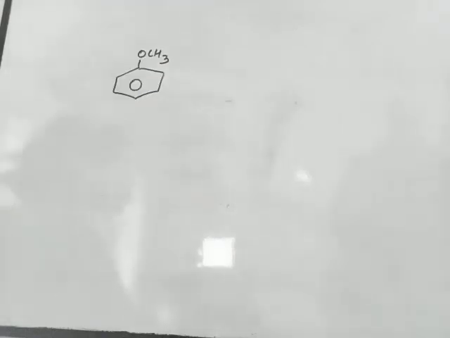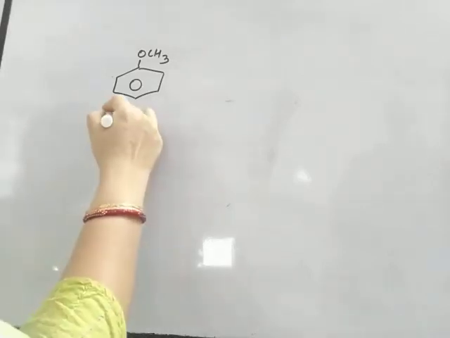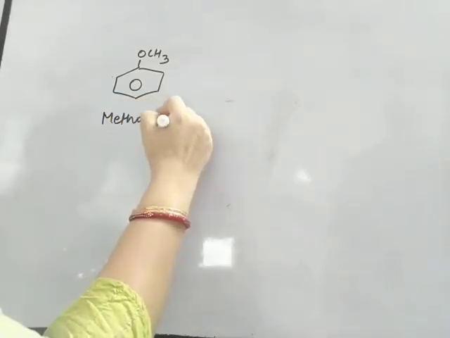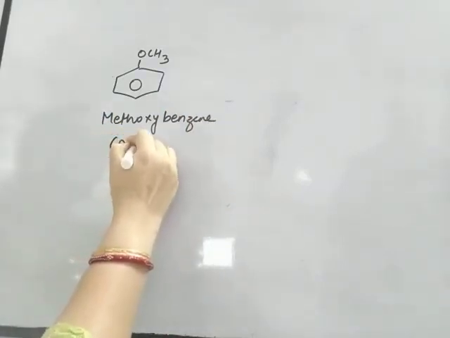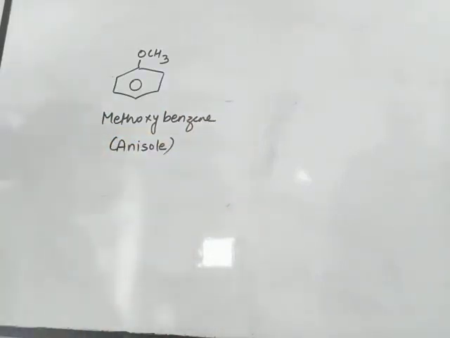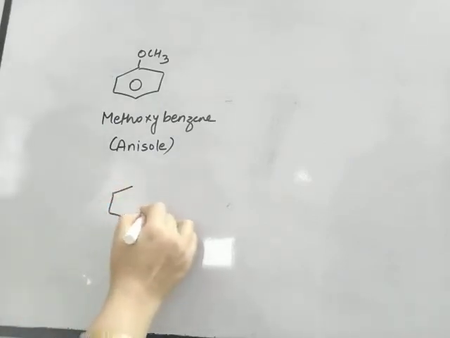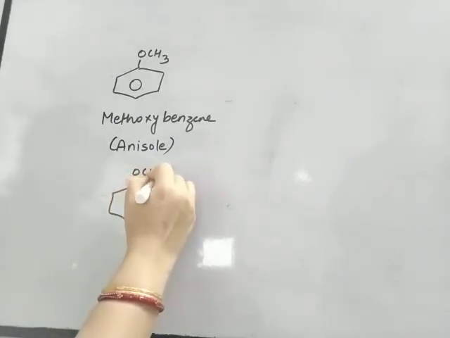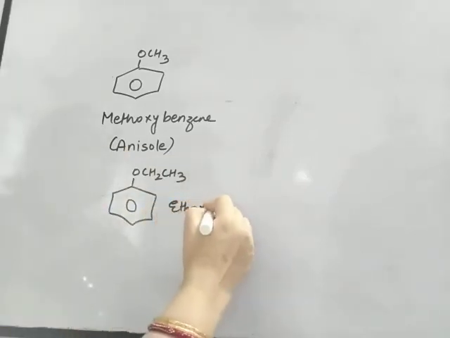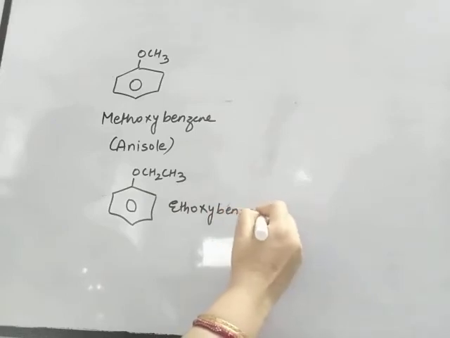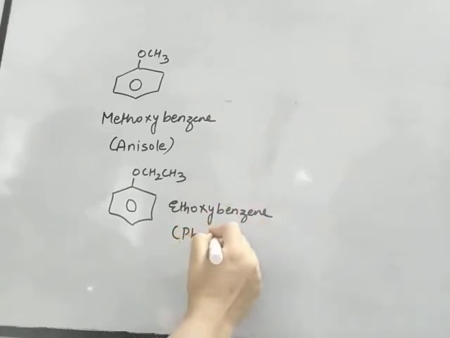Likewise, we have nomenclature of aromatic ethers also. So to the benzene, if OCH3 is there, so smaller part is included with oxygen. So it will be methoxybenzene. This methoxybenzene is known as anisole in common system. We can have this compound also. Now it is known as ethoxybenzene, and the common name is phenetole.